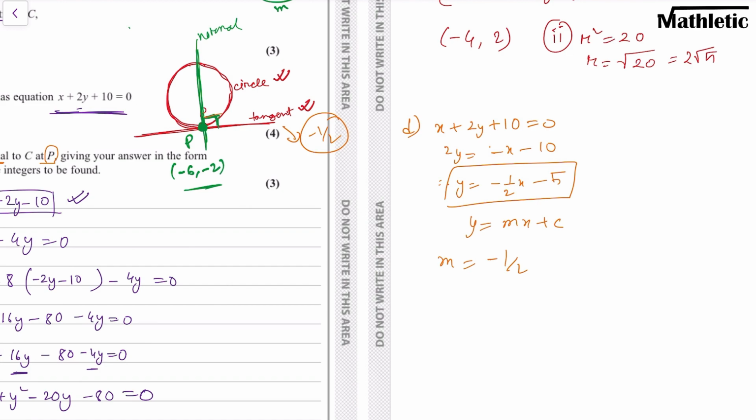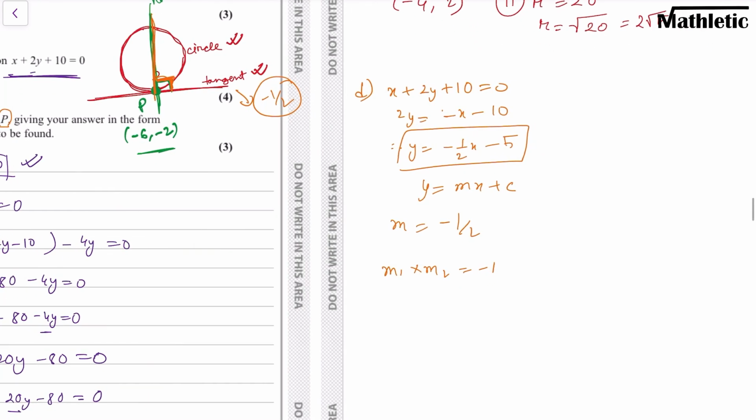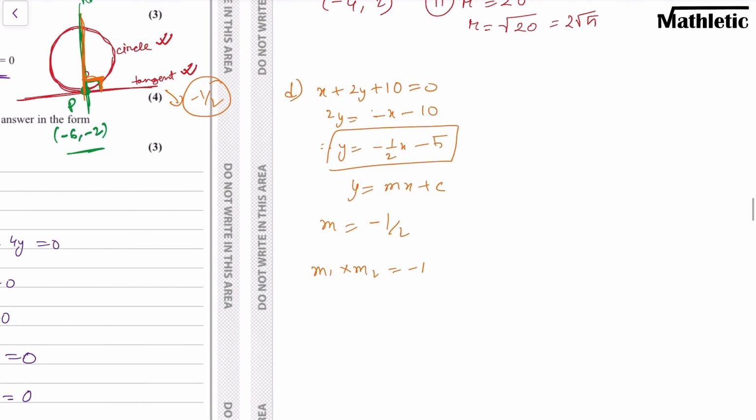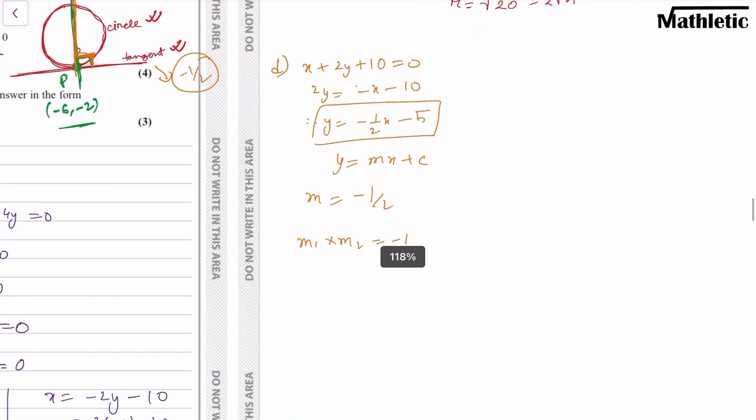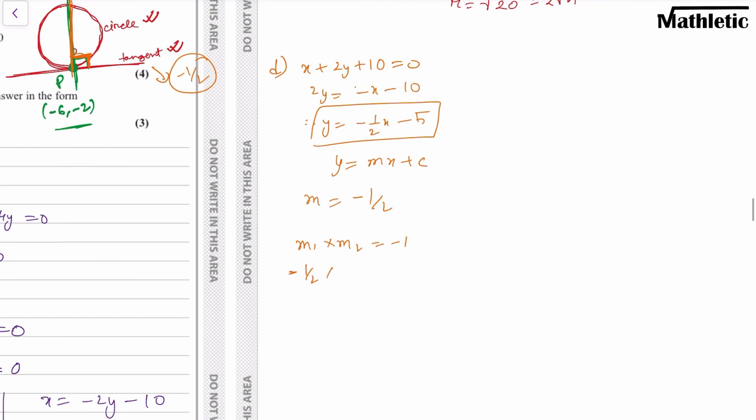So if we need the gradient of the perpendicular line, the normal, you can just convert that using this formula, as in the negative reciprocal. So minus half into m2 equals minus 1. So m2 is plus 2. This is the gradient of the normal. And the point x1, y1 was minus 6, minus 2.